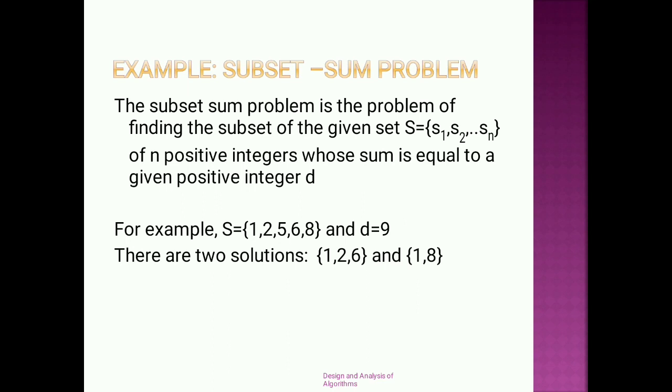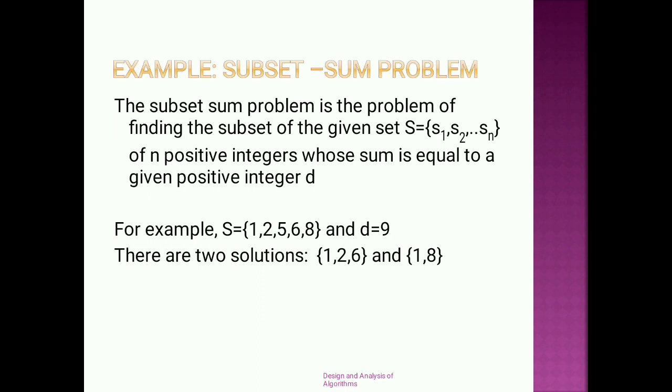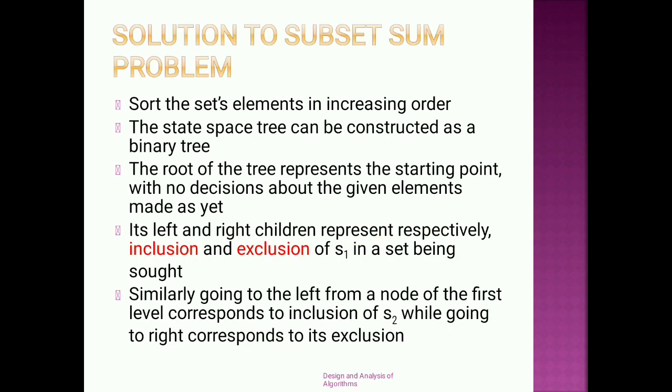One more thing you have to remember is, whenever you solve the subset sum problem, first you have to sort the set's elements in increasing order. In this example, you have 1, 2, 5, 6, 8, so here the elements are already sorted in increasing order. Suppose the elements are not in order, first you have to sort them. This thing you have to keep in your mind. That is the first thing you have to do, sort the elements in increasing order. After that, you start constructing the state space tree.